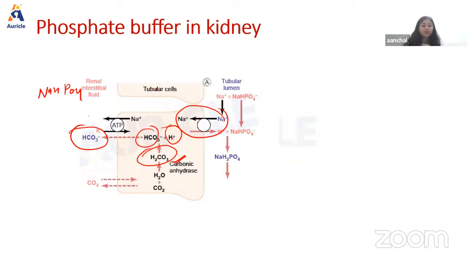Okay, so sodium dihydrogen phosphate is excreted in urine, and the hydrogen ion which is added to the urine in the form of sodium dihydrogen phosphate makes the urine slightly acidic. It happens mainly in the DCT and collecting duct because of the presence of a large quantity of sodium hydrogen phosphate in these segments. Okay, so this is all about the phosphate buffer system.